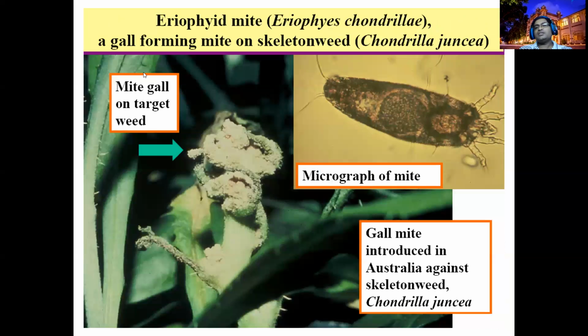The eriophyid mites were also introduced to control gall forming. If there is a mite attack, it will form the gall. It forms galls on skeleton weed, which is what we call it. These are the successful biological control agents. I put these pictures and names because these are successful biological control agents of weeds in different parts of the world.